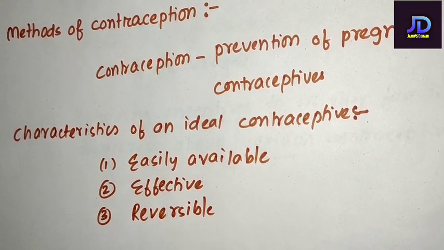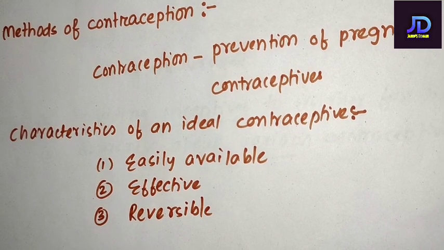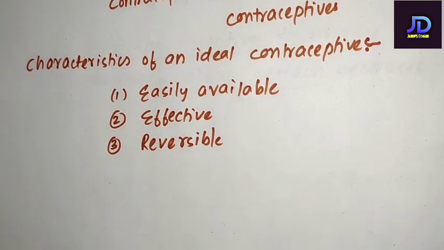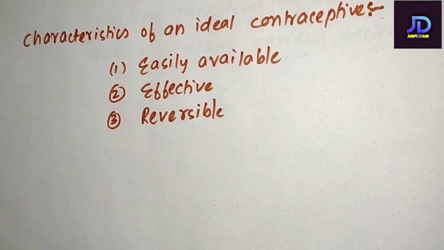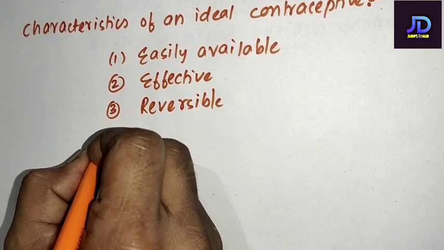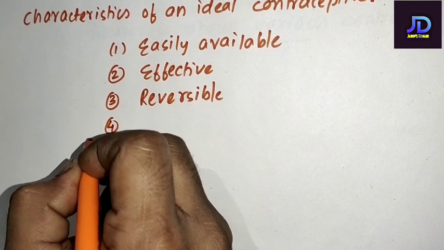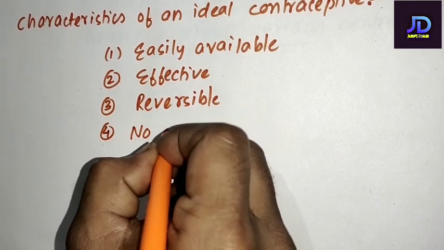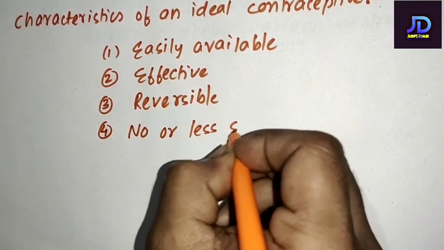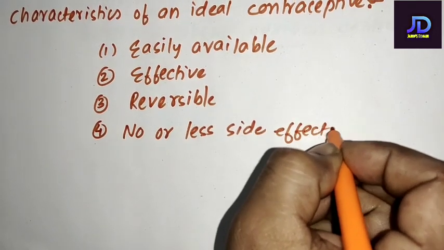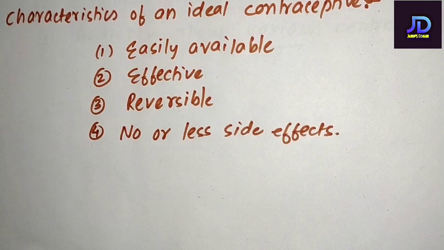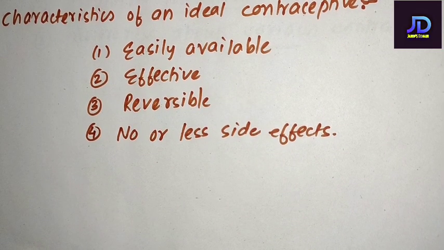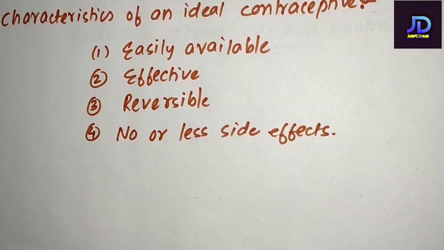Invariably, contraceptives are used for a temporary period, when couples do not want babies or they want to have a gap between two children. That is why it must be reversible. The last characteristic it must have is that it should have less side effects or no side effect. That means it must have no side effect, and if not possible, then less side effects. Generally the question is asked in the exam, what are the characteristics of an ideal contraceptive? You'll write that it should be easily available, it should be effective, it should be reversible, and it should have no or less side effect.